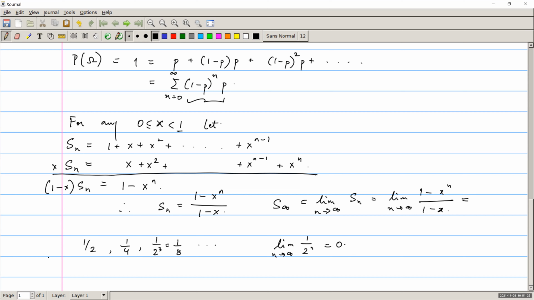So this is true for any x less than 1. What's the limit of x to the n as n goes to infinity? It is 0. Right, so what is S infinity? No, it's (1 minus 0) divided by (1 minus x), which is 1 over (1 minus x). So this is the infinite geometric sum. Okay, so can you do this sum for me?